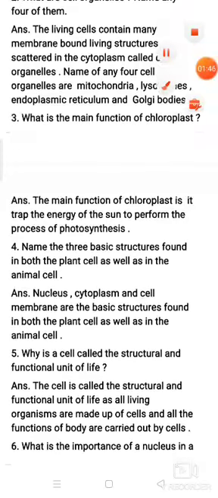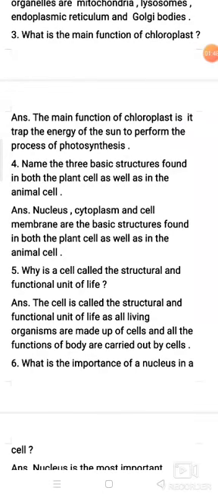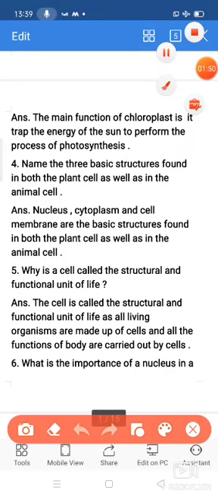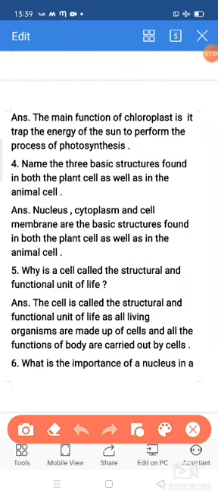Now 4. Name the three basic structures found in both the animal cell as well as the plant cell. What are those, children? We have been reading it from the start: nucleus, cytoplasm, and cell membrane. These three are the basic structures which are present in both the plant cell as well as the animal cell. Okay.